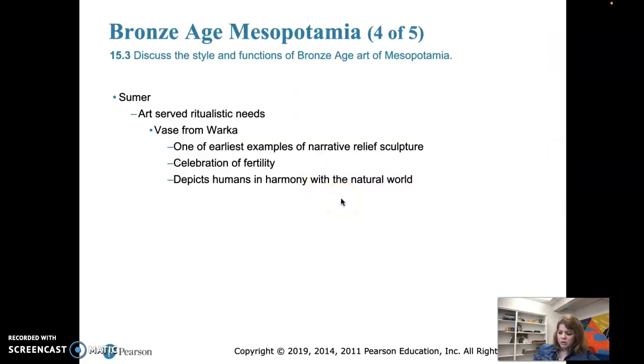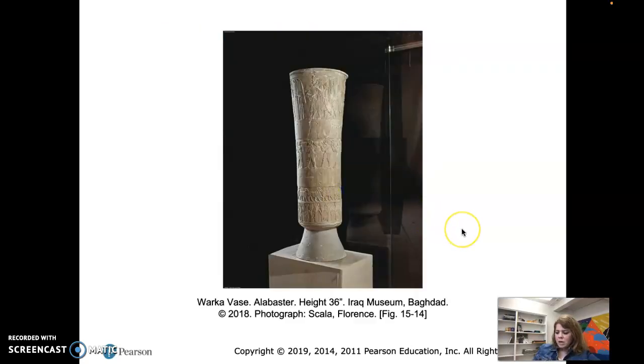another piece from Sumer, the Warka vase. It's made out of alabaster. It's 36 inches high. It's in Baghdad right now. And it's basically one of the earliest examples of narrative found in art. So it actually tells a story. It tells a story in a visual way on this vase, and it's essentially a celebration of fertility.